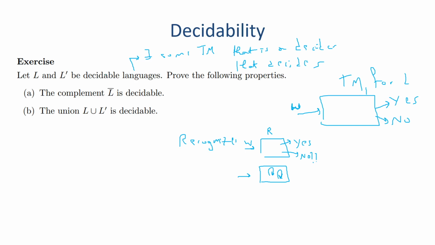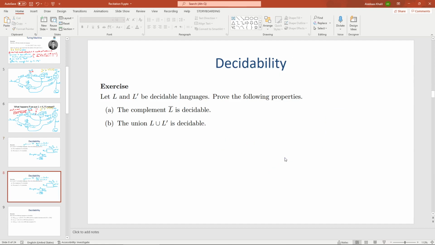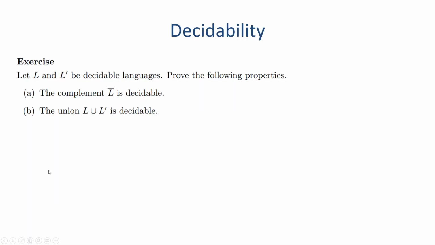Okay, so the complement of L is decidable. Now, to solve these problems, I like to think of them or compare them to DFAs and NFAs and regularity. In this part, they're saying you're given L and L prime are decidable. Can you prove that this is decidable? If we were talking about DFAs and regular languages, how would we have done that?